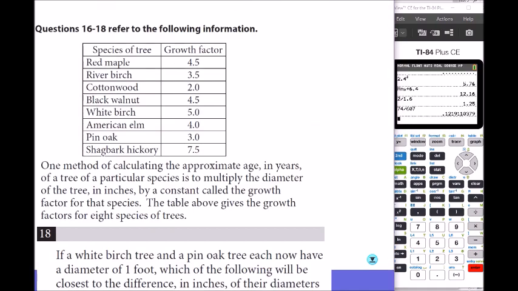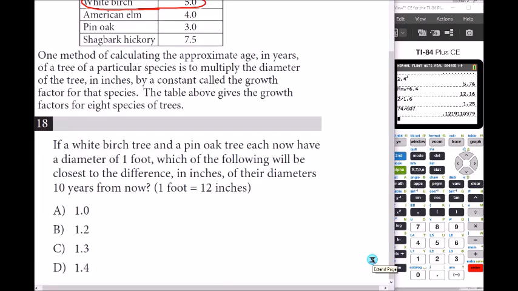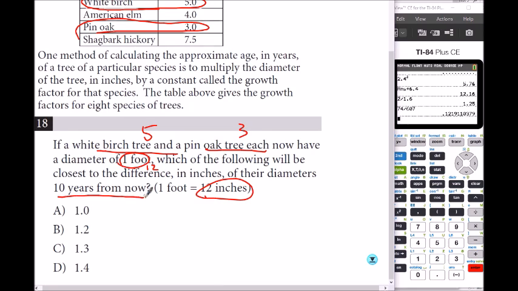Same question. If a white birch tree here has 5, and the pine oak tree has 3 for the rate. Now I have a diameter of 1 foot. That is 12 inches. Which of the following will be the closest to the difference in inches of their diameter 10 years from now? 10 years from now. So first, let's see how old they are.